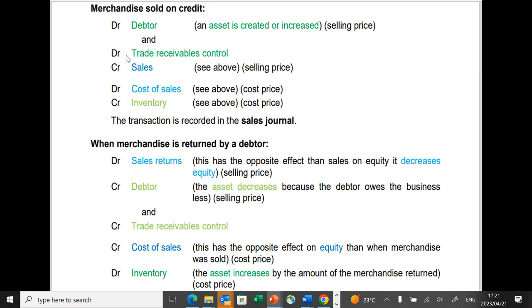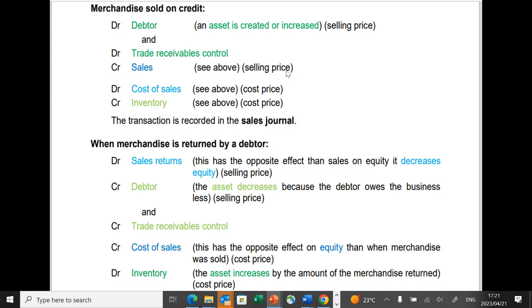your trade receivables control. Trade receivables control is an asset, it increases on the debit side. And then what are you going to credit? You're going to credit your sales. Sales is income. Income increases on which side? On the credit side. Remember here you are recording that at what?